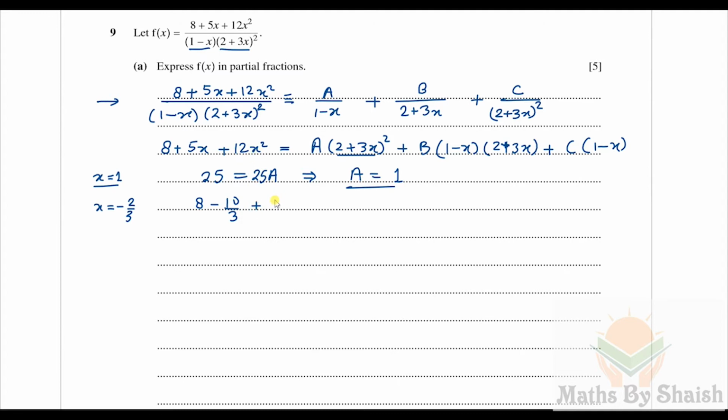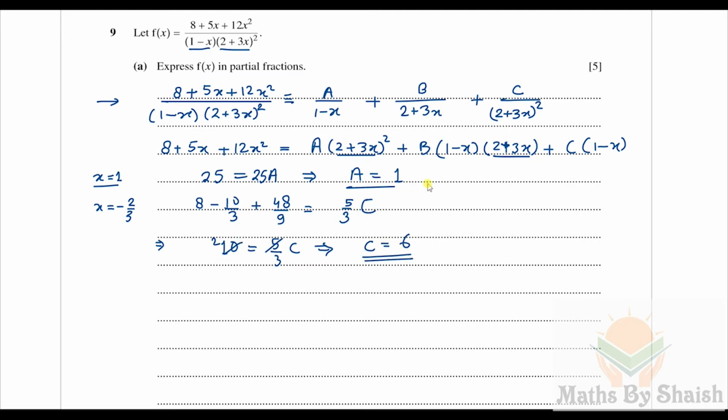48 over 9 is equal to, this becomes 0, this also becomes 0 because it is 2 plus 3x, and this 1 minus minus 2 by 3, that is 1 plus 2 by 3, it is 5 by 3 here, 5 by 3 c. So now we will solve the left hand side, and if you simplify the left hand side, it is going to be completely 10, and it is going to be 5 over 3 c, which will give c value as 3, 5 2s are 10, so c value is 6. So now we have a value and c value.